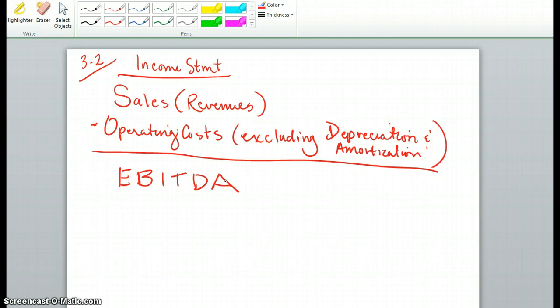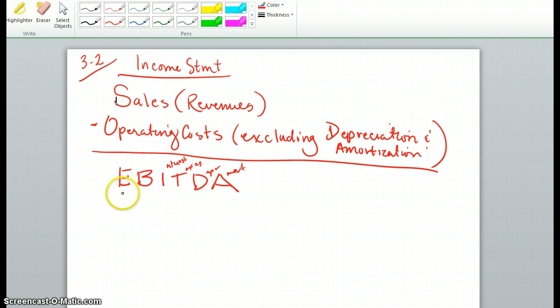And actually, you will hear these acronyms within the finance world as well. And now you'll know what they mean. EBITDA means earnings before interest, taxes, depreciation, and amortization. So be sure those are in your notes. So these are our earnings before interest, taxes, depreciation, and amortization. That might be an important figure for us to use in some analysis at times.